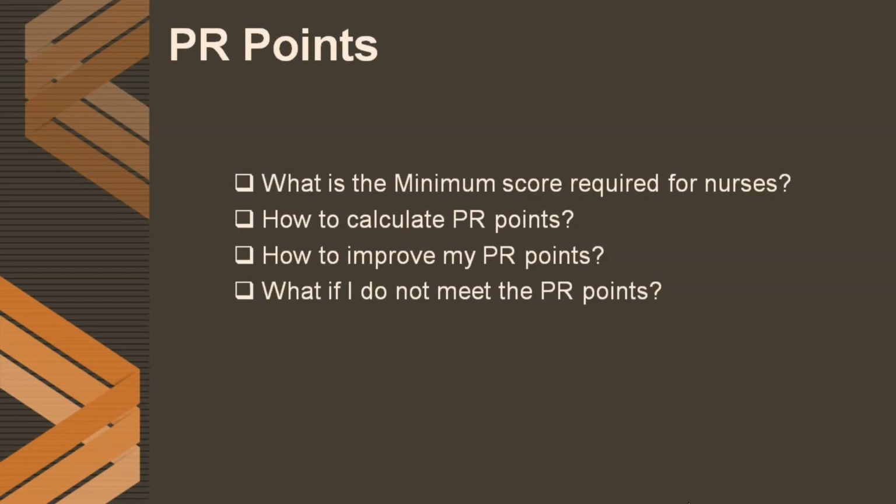What if I do not meet the PR points? If you do not meet the PR points, there are some alternatives. Either you can take up an educational program in Australia so that you will get more PR points, or you can apply for the work visa and get a job in Australia. After working for 1 or 3 years, you can apply for the PR.